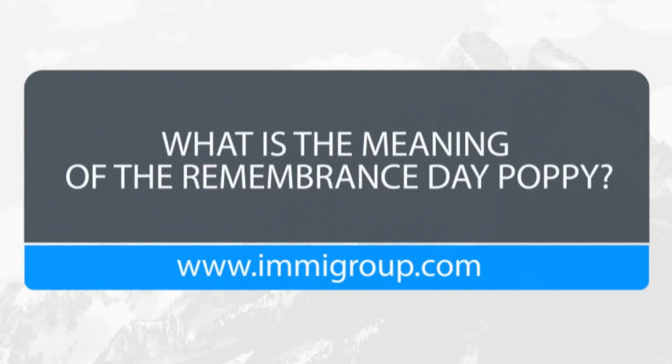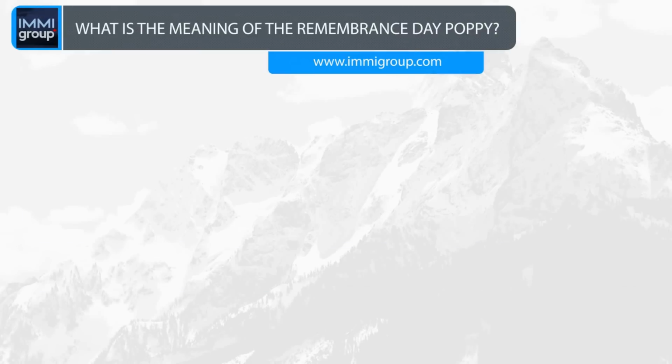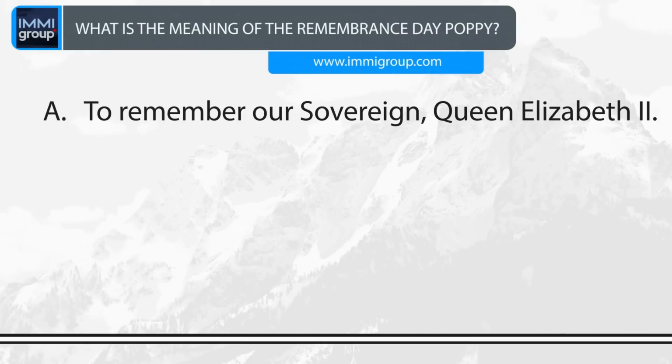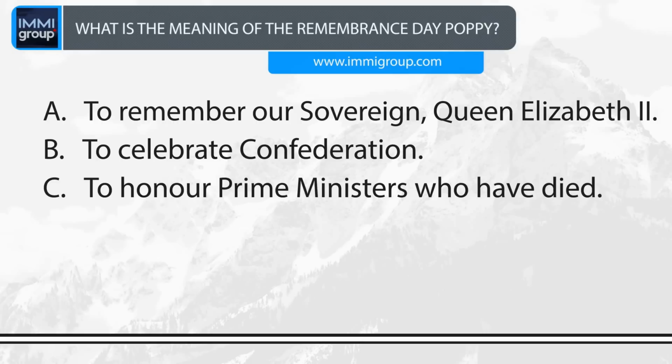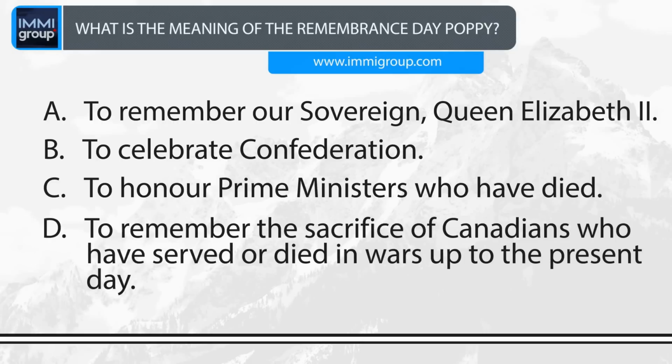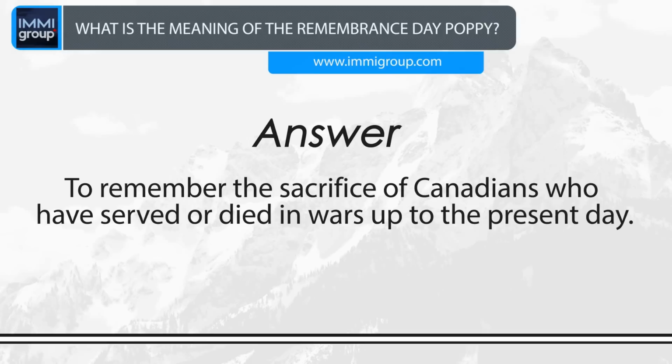What is the meaning of the Remembrance Day poppy? A. To remember our sovereign queen, Elizabeth II. B. To celebrate Confederation. C. To honor prime ministers who have died. D. To remember the sacrifice of Canadians who have served or died in wars up to the present day. Answer: to remember the sacrifice of Canadians who have served or died in wars up to the present day.